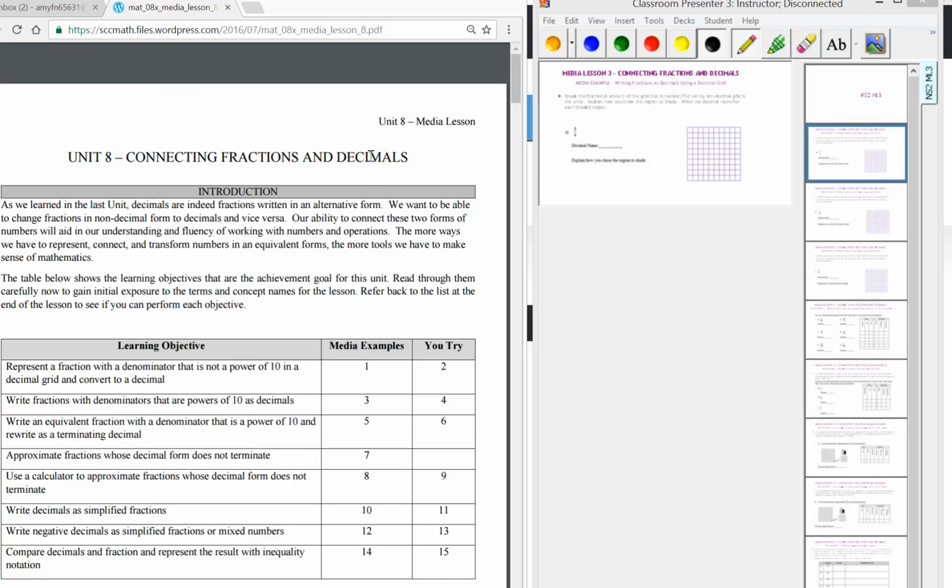And typically in a traditional class you've probably done this by just using long division or a calculator, and we will definitely touch on calculator skills in this unit, but we're also going to use decimal grids to see a more intuitive way to think of fractions as decimals.